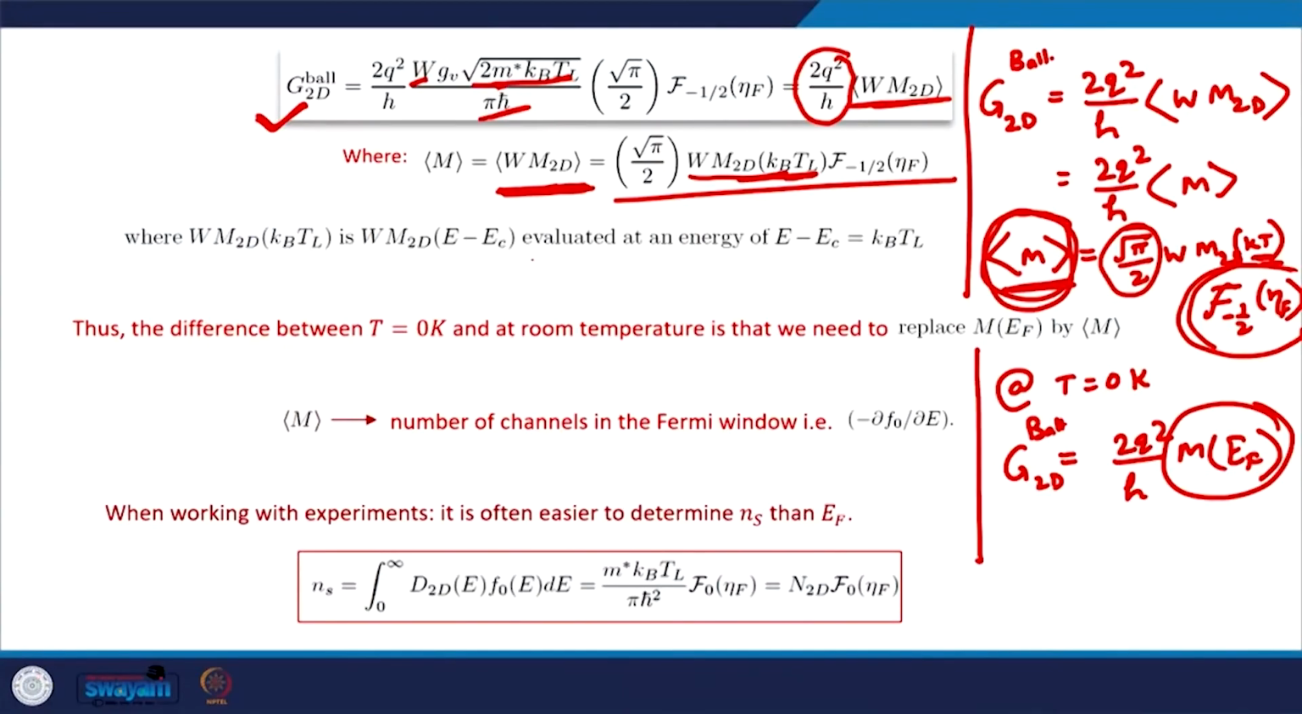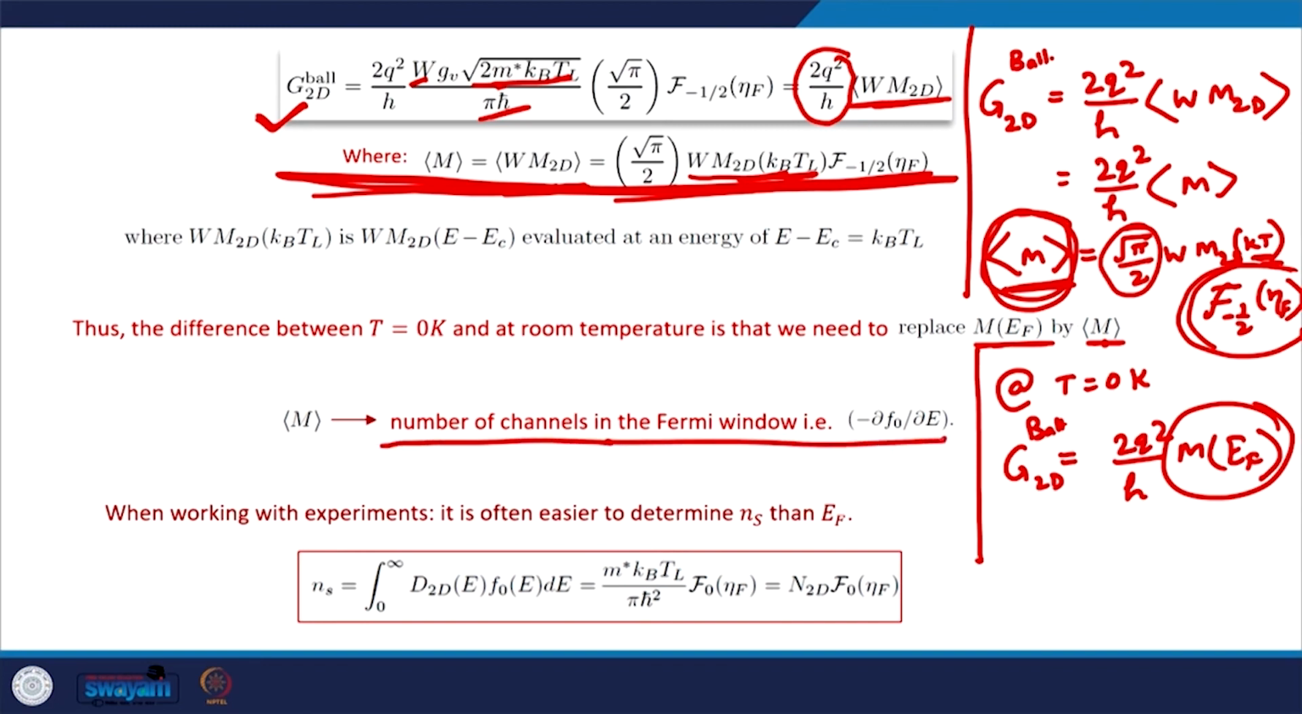So, that is the only difference that we see in our calculation of conductance at room temperature. We just need to replace MEF by average of M, where average of M is given by this expression, and these are the number of modes or number of conducting pathways in the Fermi window. And as we also saw in our previous case, when we had this experimentally available parameter Ns, sheet carrier density of electrons, we could calculate the conductance and resistance in terms of Ns.